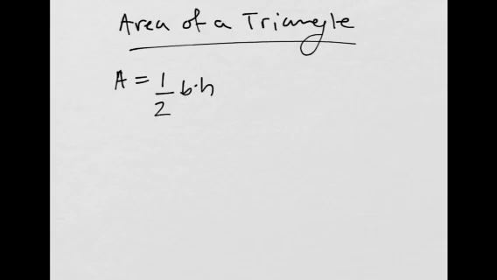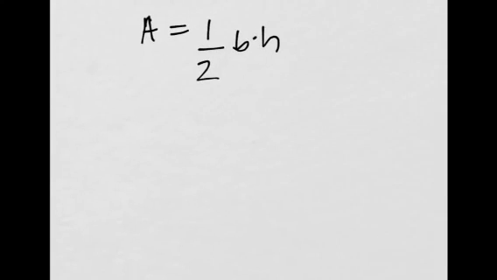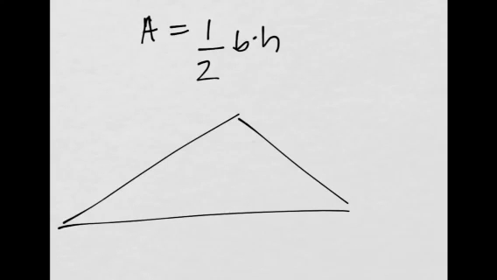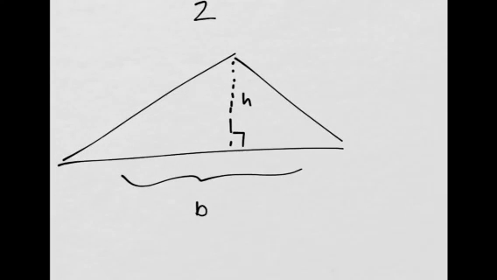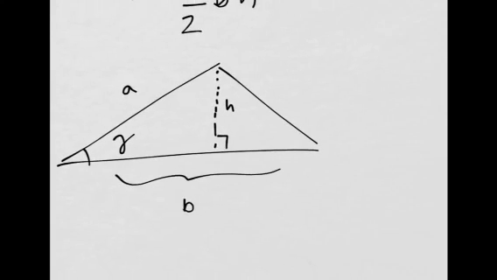Here's the thing. We're not always going to have the base and the height. But if we have an angle in between, there's a new formula. So if we have a picture, I'm going to draw a picture. This would be the height of the triangle. I'll call that H. The base would be B. And we'll call this gamma. We'll call this A.